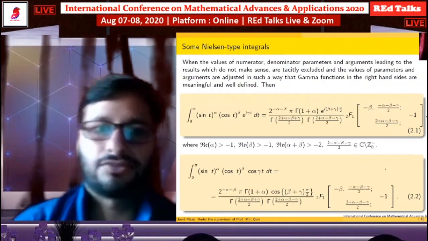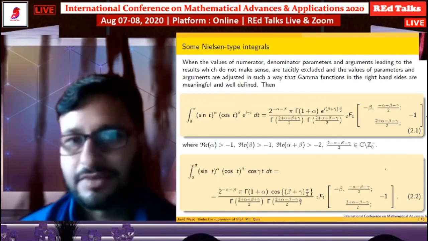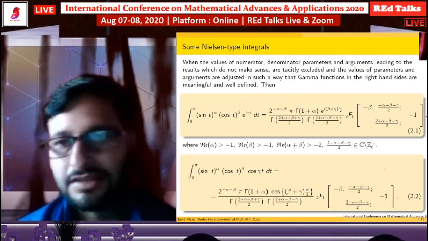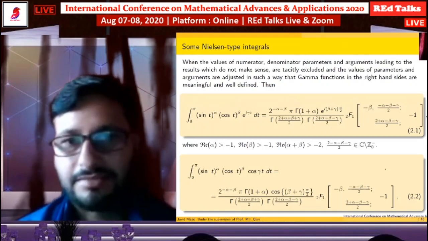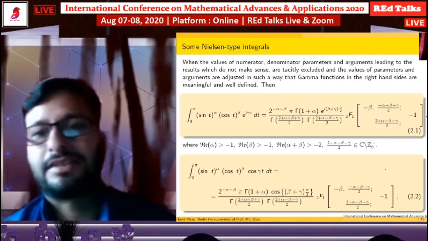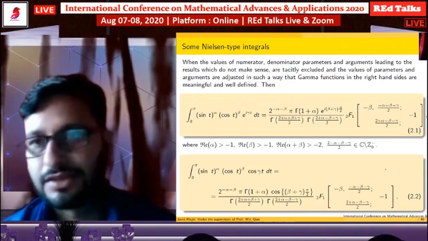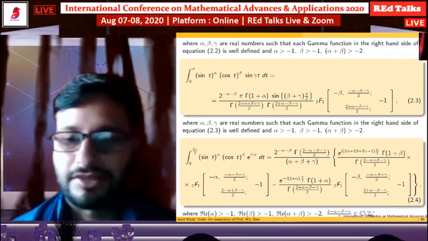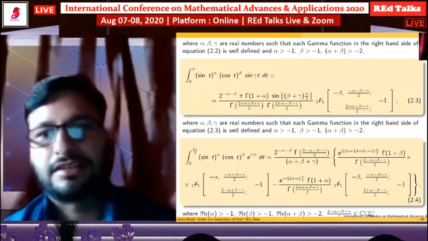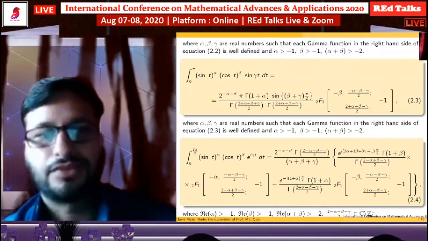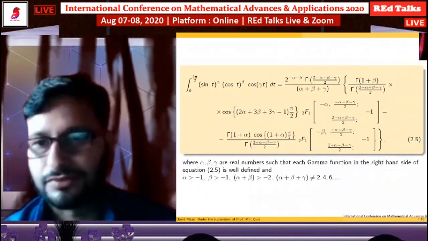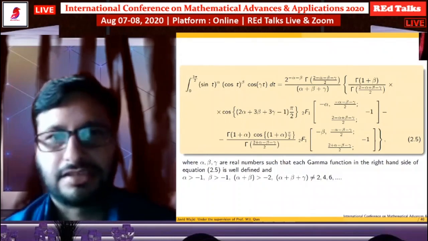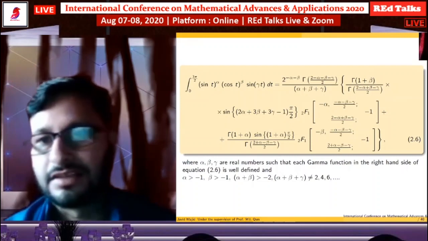Then the integral from 0 to pi of sin t raised to the power alpha, cos t raised to the power beta, e raised to the power iota gamma t, is given by 2.1, where for convergence the real part of alpha must be greater than minus 1, the real part of beta greater than minus 1, the real part of alpha plus beta greater than minus 2, and (2 minus alpha minus gamma) and (2 minus beta minus gamma) divided by 2 belong to the complex numbers excluding integers, negative integers, and 0. Another integral is given by 2.2, the third integral by 2.3, and the fourth integral, where the integral ranges from 0 to 3 pi by 2, is given by 2.4. We have another integral from 0 to 3 pi by 2 of sin t raised to the power alpha, cos t raised to the power beta, cos of gamma t, given by 2.5.